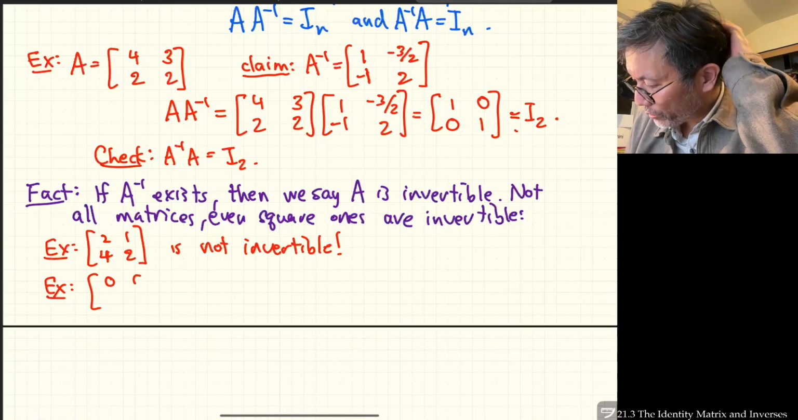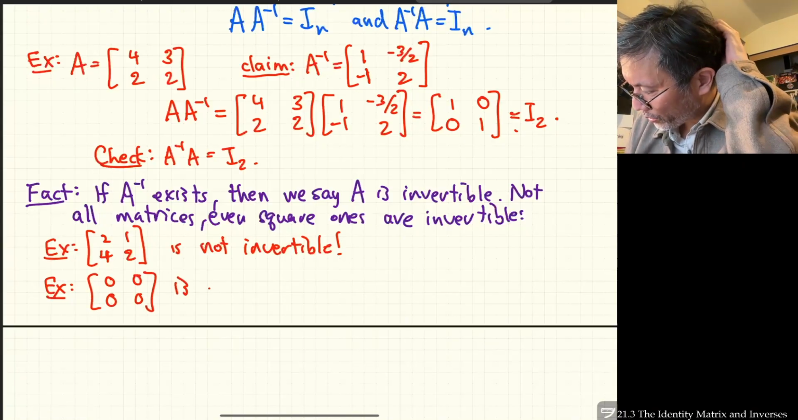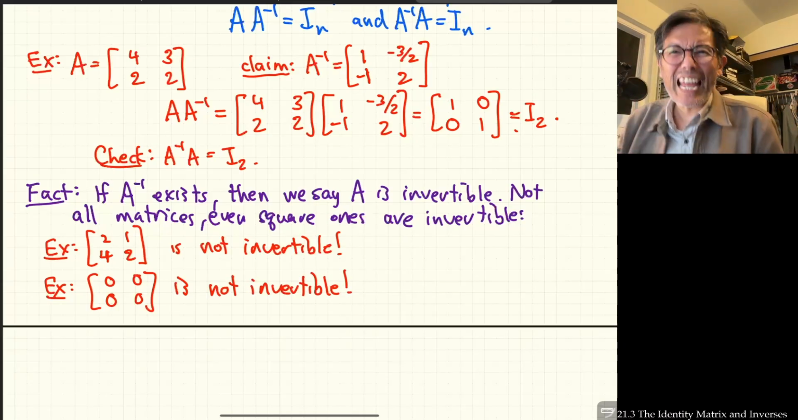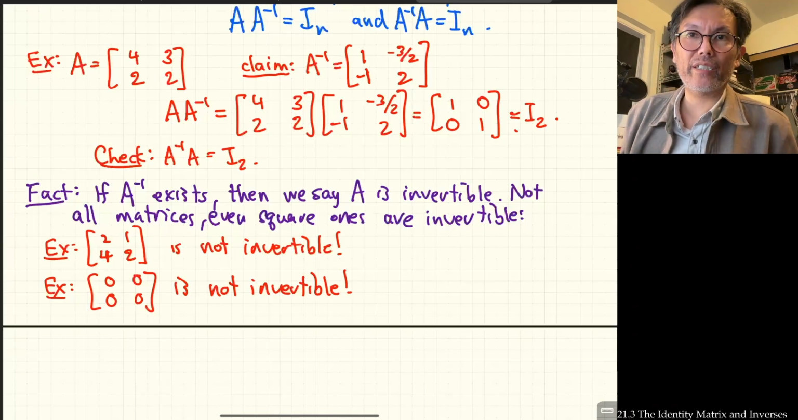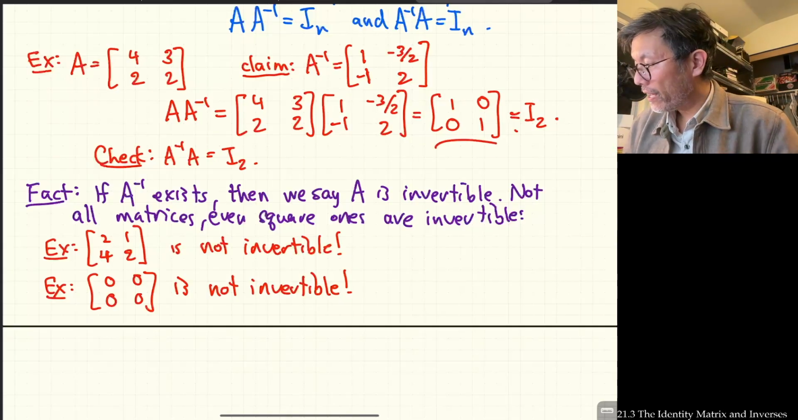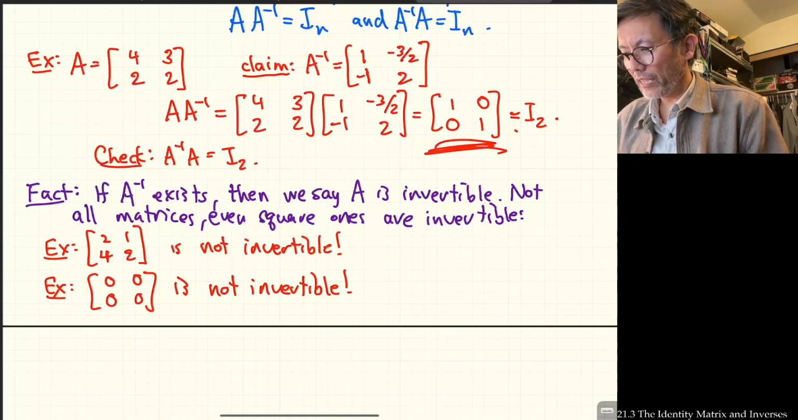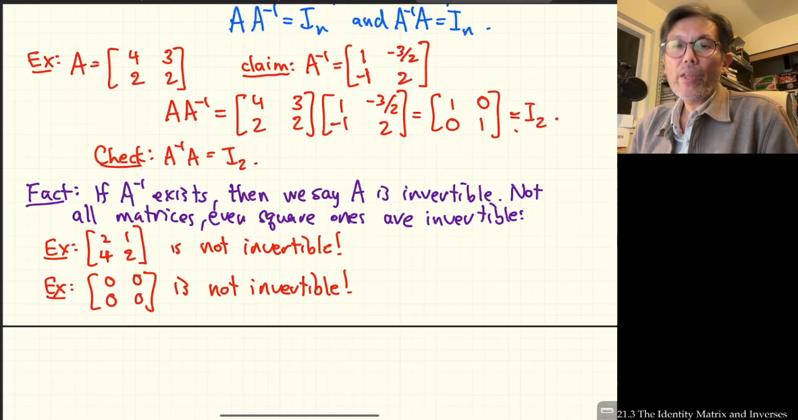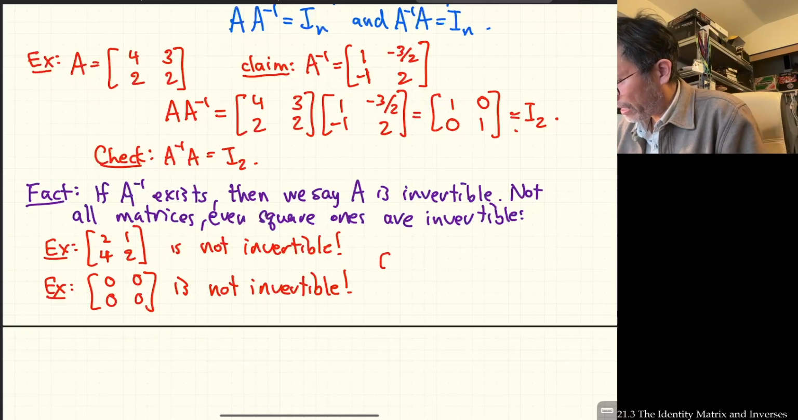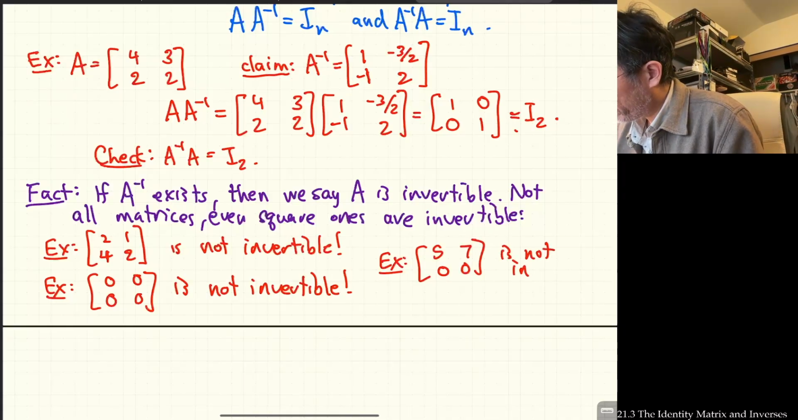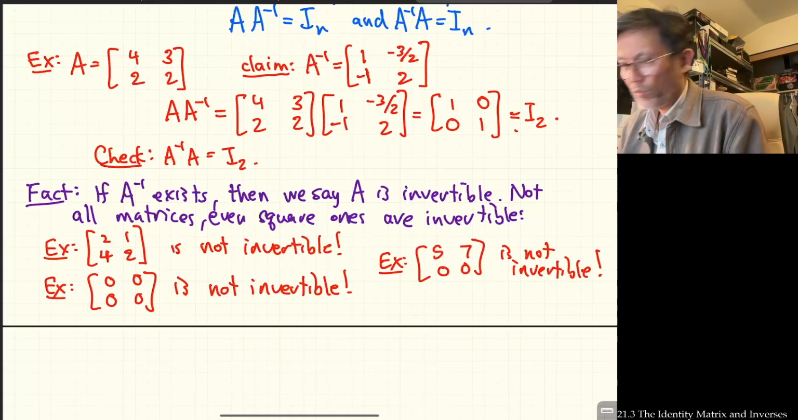What if I had the matrix 0, 0, 0, 0? This is not invertible. Because I don't think it's hard to understand that if you multiply any matrix by 0, 0, 0, 0, the zero matrix as they call it, you're going to get the zero matrix out. So you can never possibly get the identity matrix. And it turns out even if you have a 0 row, like 5, 7, 0, 0, this is not invertible. Okay?